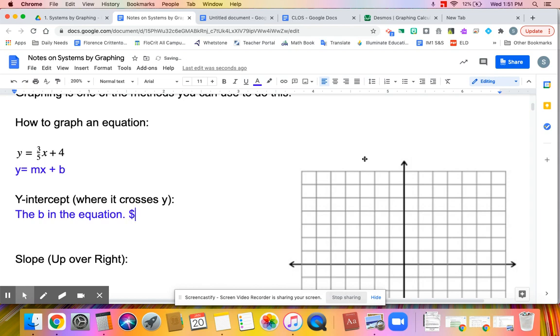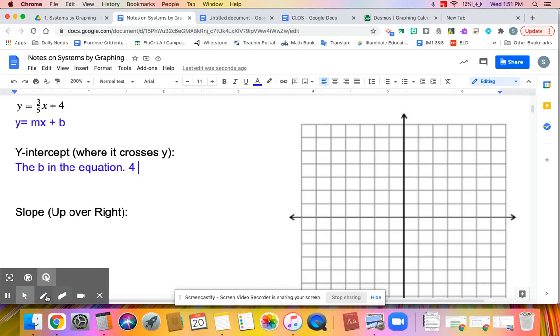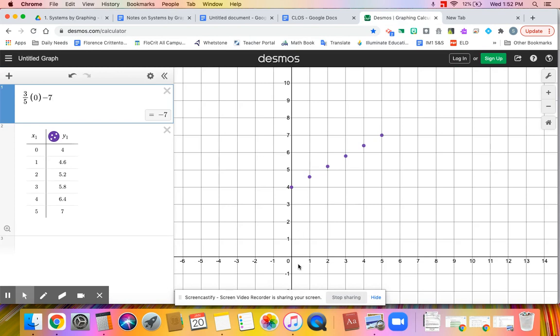So in this case, that happens to be the 4. If I'm coming to graph it, y is always the up and down, x is the left and right. So for x at no time, I started up with 4. So that's where your first dot goes. And if we go back to Desmos, they have a dot at 0, 4.